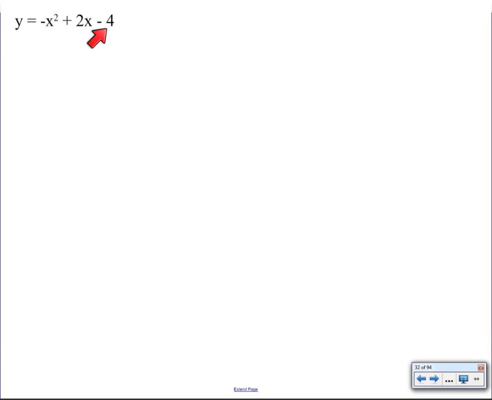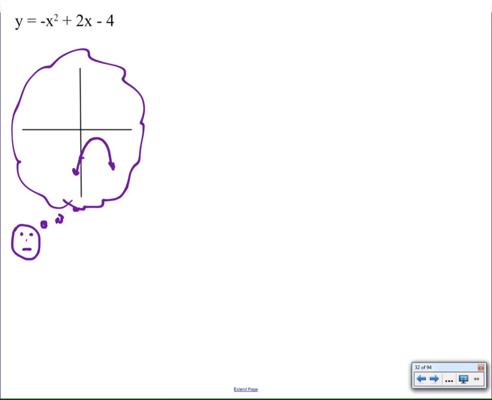When x equals 0, I see that the value -4 will be the solution: (0, -4). And then I see that this linear term is going to cause the function to increase for a little while, but this quadratic term, being negative, is eventually going to pull the curve downward. In other words, I anticipate a sketch that looks something like this.